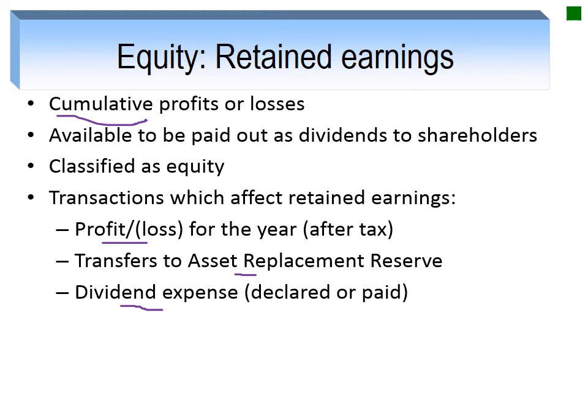So in equity, retained earnings is the accumulated profits of the business, which are profits after tax, and those profits can be used to pay out dividends. Otherwise, the directors might make a decision to set aside some of the profits in a separate reserve, which then will not be used for payment of dividends.